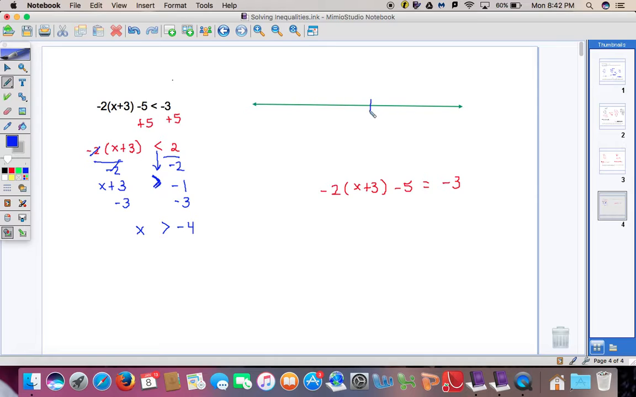So I'm going to plot this. I'm going to have an open circle at negative 4, and everything to the right is going to be shaded. All my numbers larger than negative 4, and my larger numbers are always on the right side. And that's how you would solve and graph inequalities.